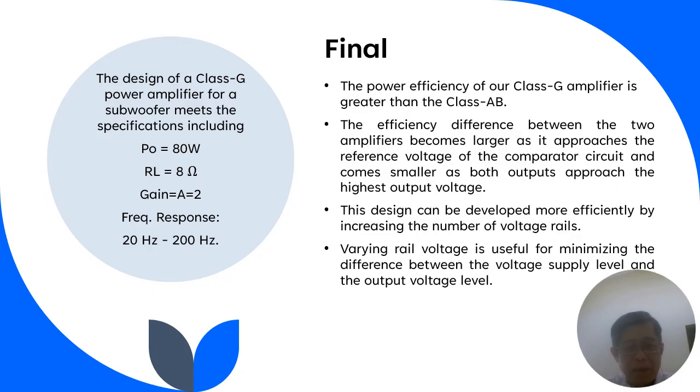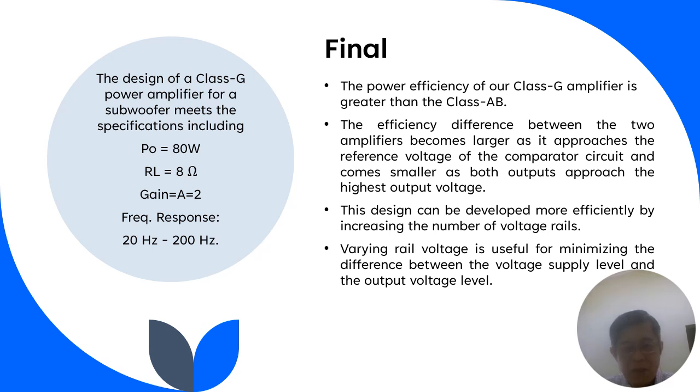Conclusion: we have designed a class G power amplifier for subwoofers that meets the specifications, and the power efficiency of our class G amplifier is greater than class AB. The efficiency difference between the two amplifiers becomes larger as it approaches the reference voltage of the comparator circuit and becomes smaller as both outputs approach the highest output voltage.